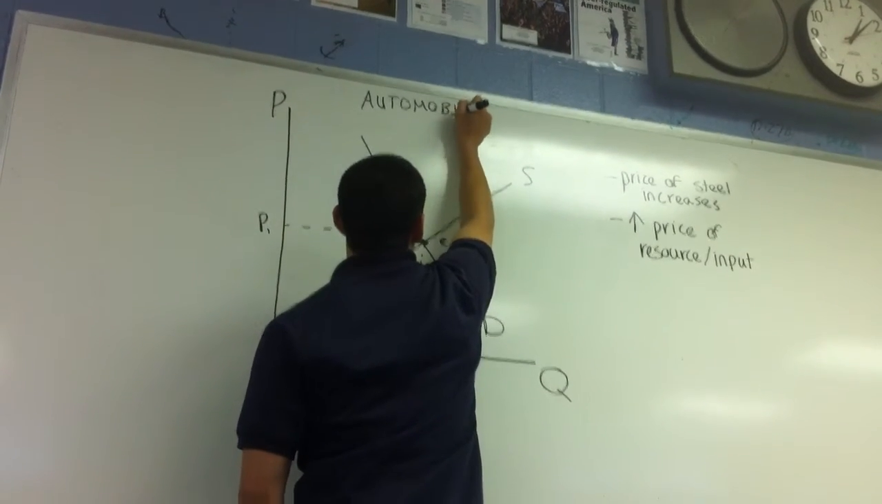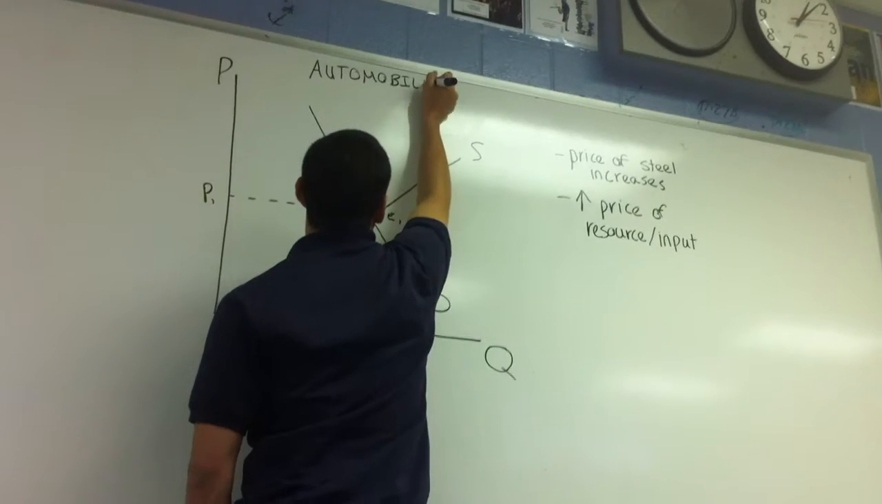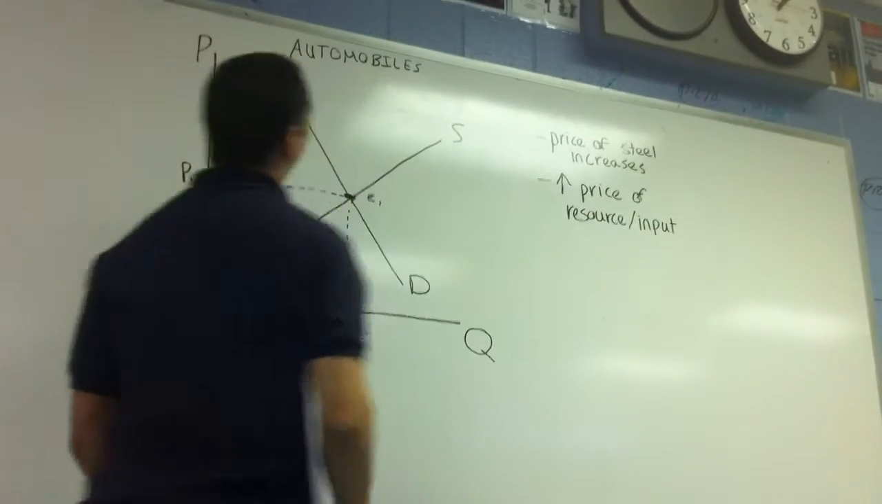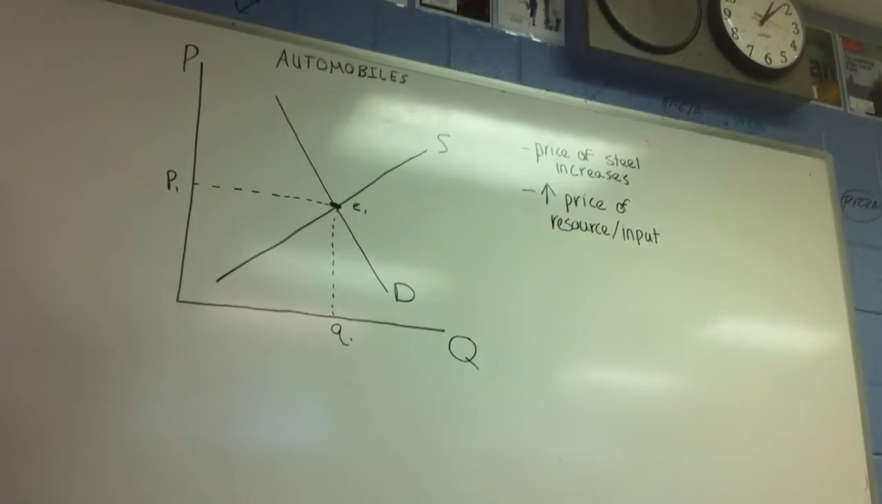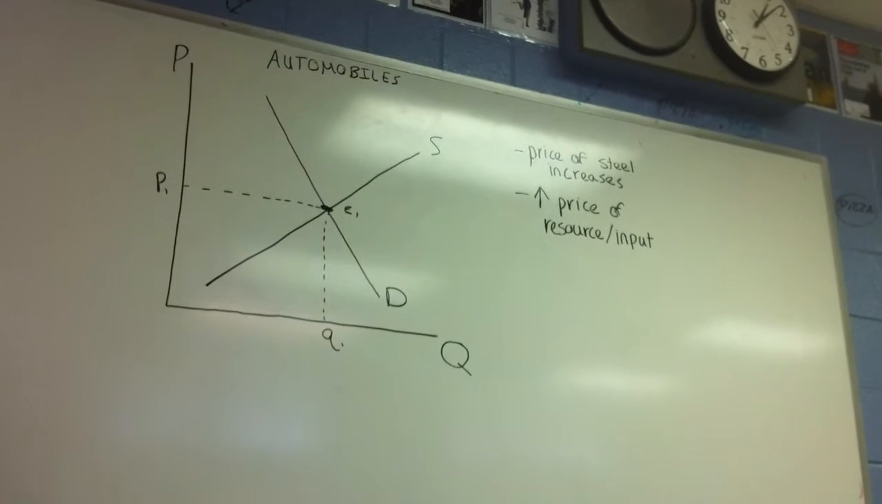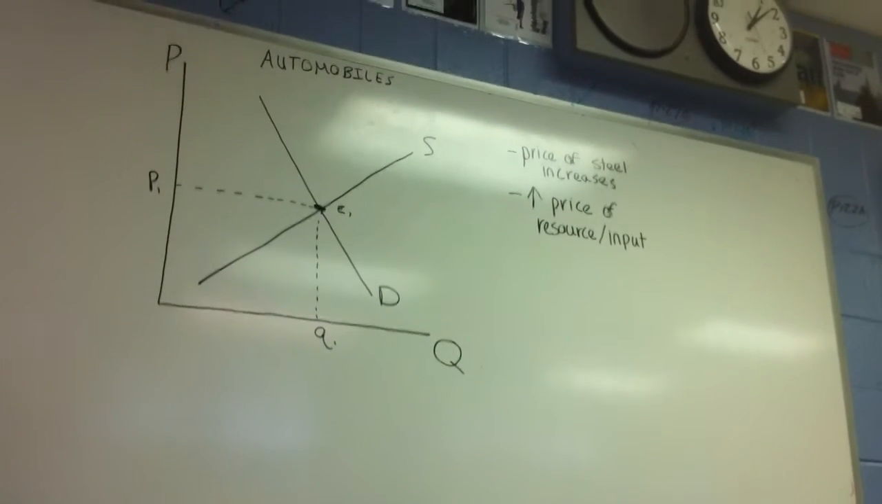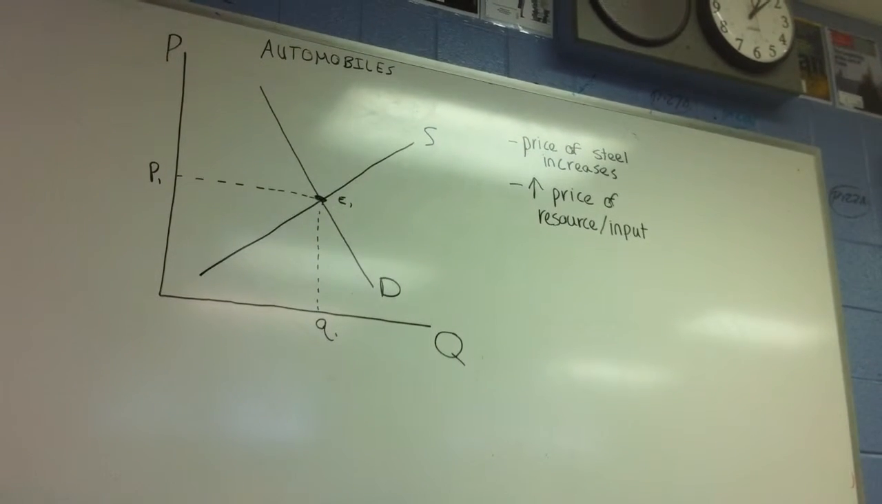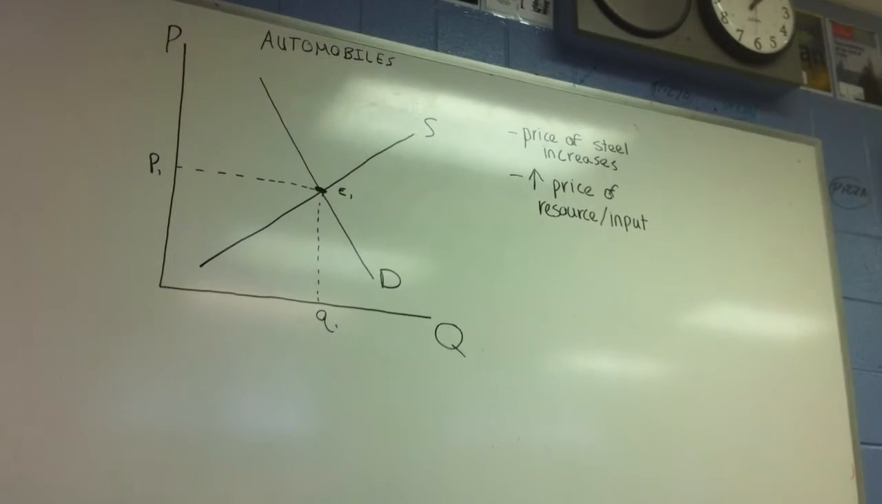So right now there's an average price of P1 in the automobile industry, and there's an average quantity bought and sold. Let's say bought and sold per month, because remember, when they're talking about supply or demand markets, they're always used to analyze a market for a specific amount of time. So there's a specific amount of time here. Let's say this is 1 month's worth of automobiles bought and sold.